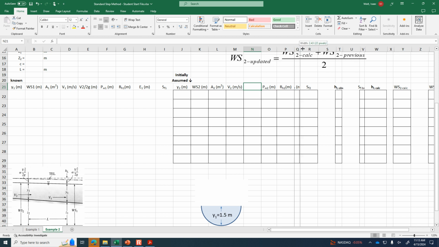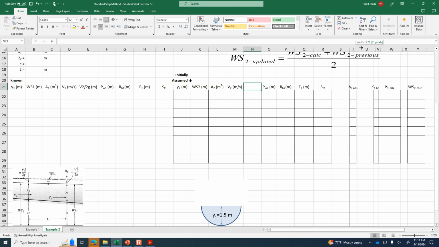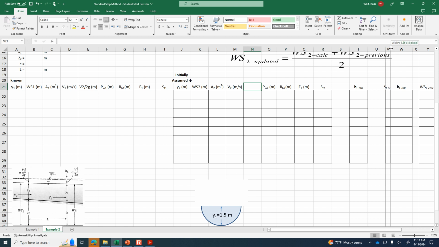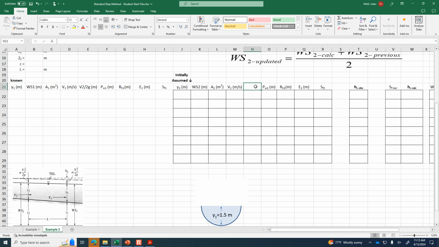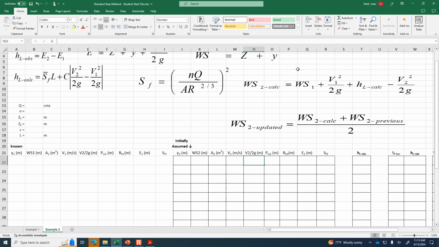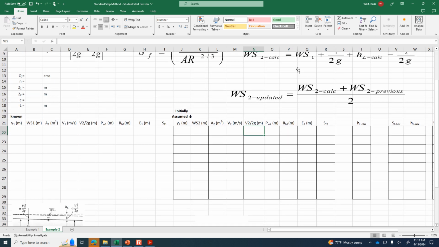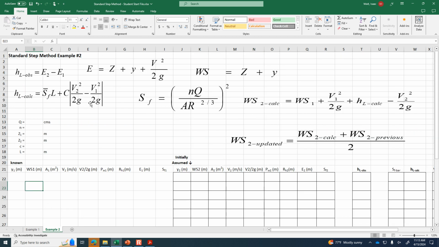We may need to change some of these column widths. But in the long run, I think it'll be worth having v squared divided by 2g, and referring to the velocity at location 2. All right, so with those enhancements made, let's now start to put in what we know about this example.